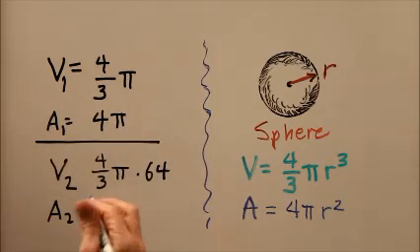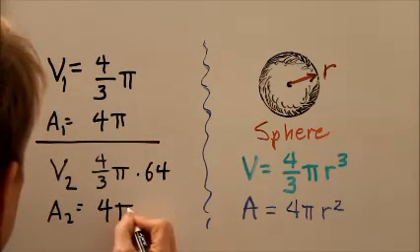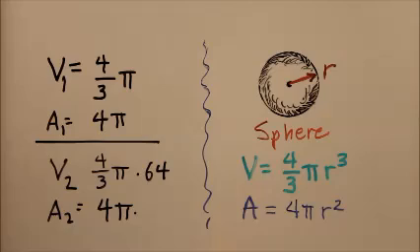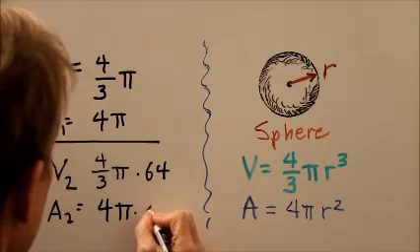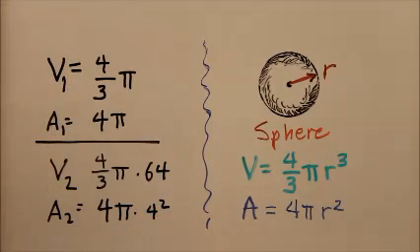The surface area will be 4 pi times r squared. R is now 4. So that's times 16.